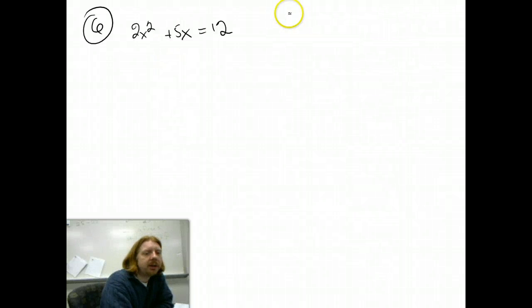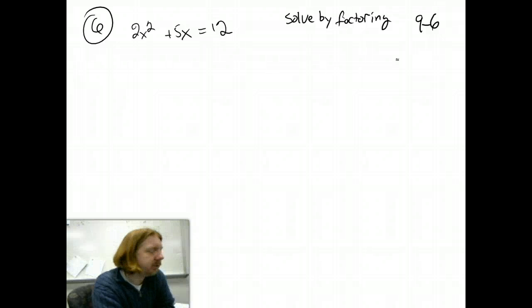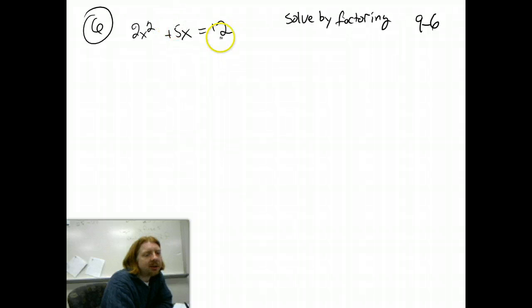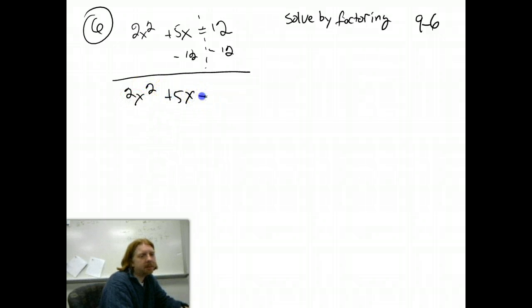This one actually says right on it, we have to solve by factoring. And for those that keep score of where we are, that takes us back to 9-6, so that's where we started this unit off. Can't factor it if it's not equal to 0. So the first thing I have to do is subtract this 12 from each side. So I get 2x squared plus 5x minus 12 is equal to 0.